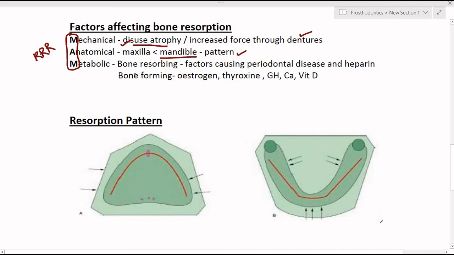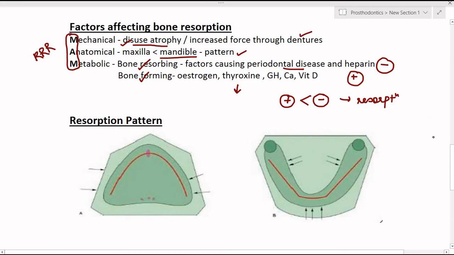Now, metabolic factors: there will be resorbing factors and forming factors. The resorbing factors are majorly the periodontal disease causing factors and heparin, okay? And the bone forming factors, like we did, were estrogen, thyroxine, growth hormone, calcium, vitamin D, all of these. And as you know, with age, all of these are going to decrease. So now that the forming factors are becoming less dominant than the resorbing factors, there will be an eventual resorption. So the final result is going to be resorption, right?